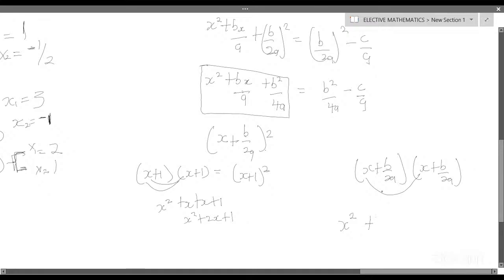Plus, when I multiply this by this, what do I get? bx over 2a, right? When I multiply this by this again, what do I get? bx over 2a. When I multiply this by this, what do I get? b over 2a all squared. In other words, b squared over 4a squared, which is what we have here. So let's see what we are going to get.